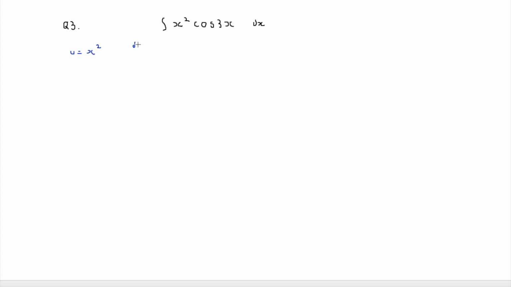and dv over dx is equal to cos 3x. So therefore du over dx is going to be equal to 2x. v, on the other hand, we integrate that, we're going to get a third sine 3x.